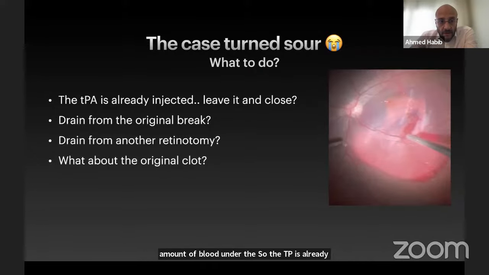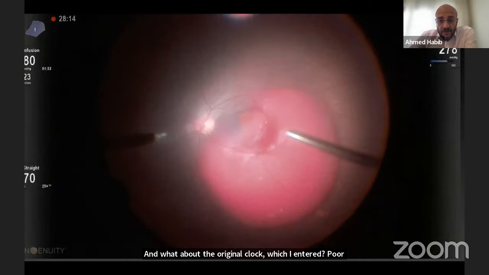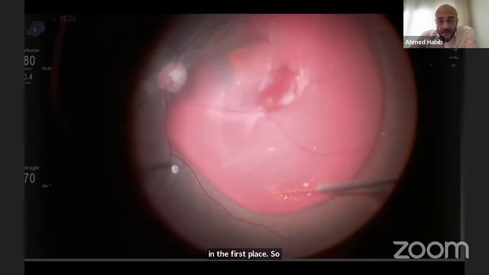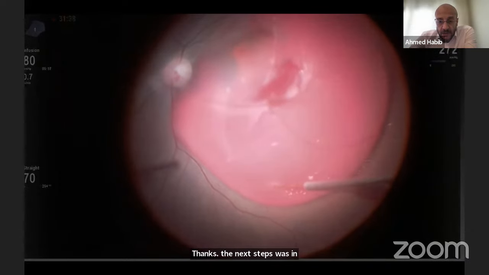Do I leave it and close? Do I drain from the original break? Do I drain from another retinotomy? And what about the original clot, which I entered for in the first place? So the next steps weren't planned, so let's learn with each other.